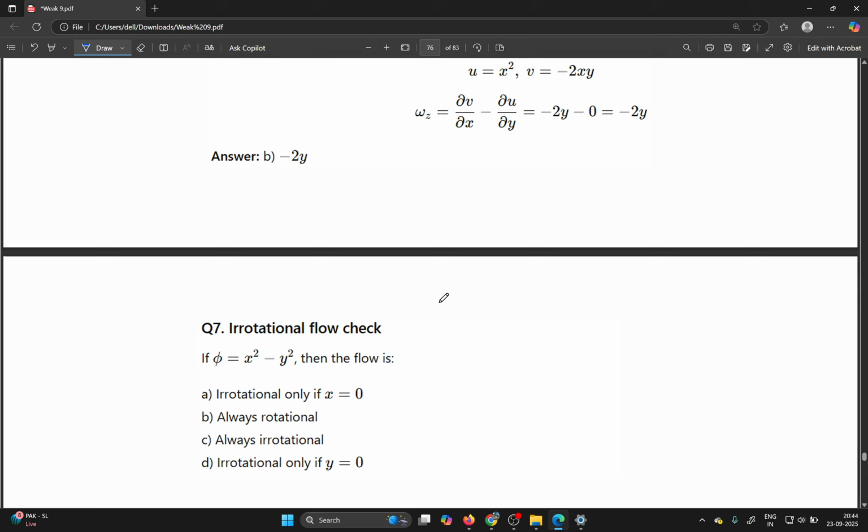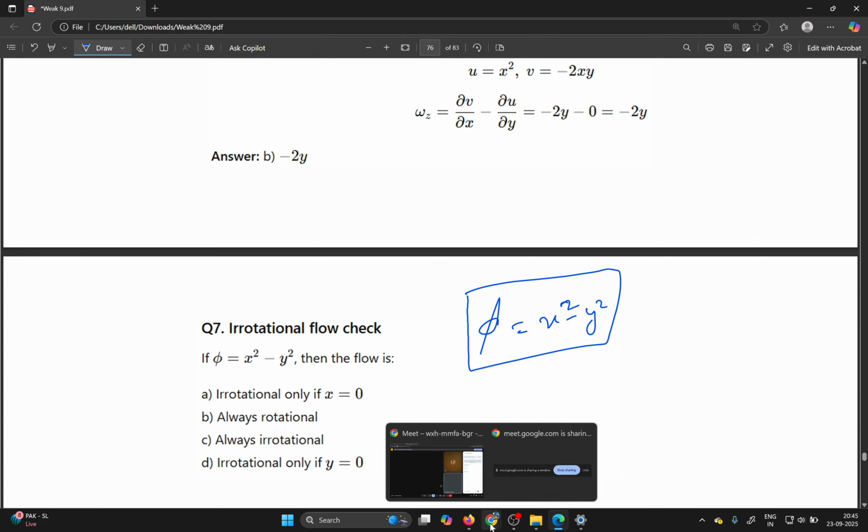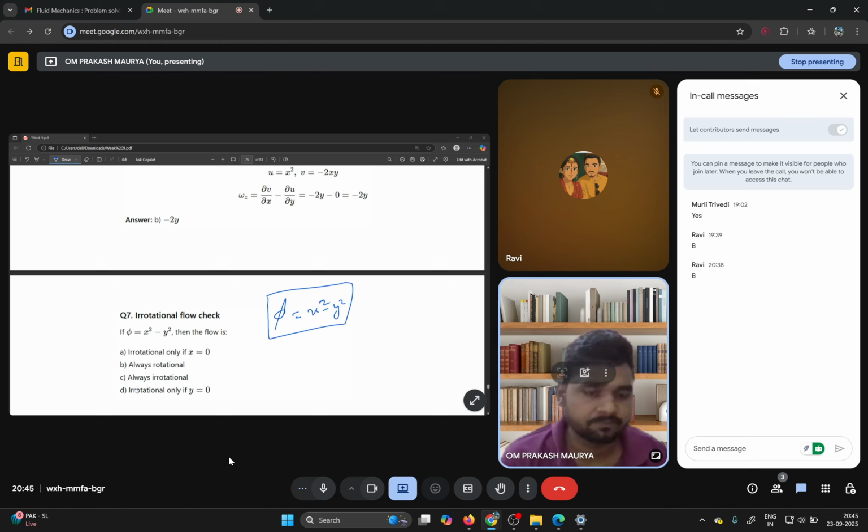Next question. Okay. So irrotational flow check. Here you need to check the irrotationality of the given potential function. You have potential function x square minus y square. So you need to check whether this flow is irrotational or not. We have already solved such type of questions. So for this question you have 3 minutes. Within 3 minutes please just try to solve this question. Very important question.